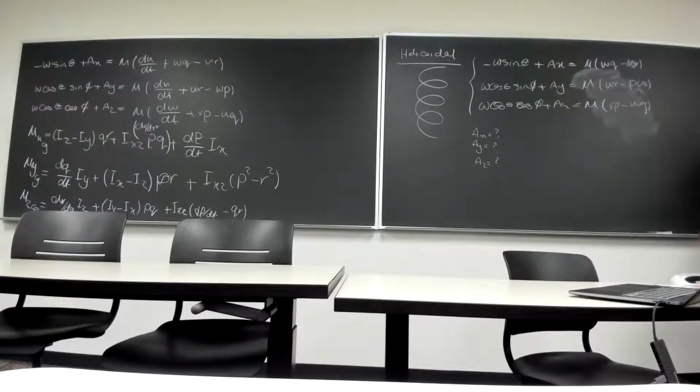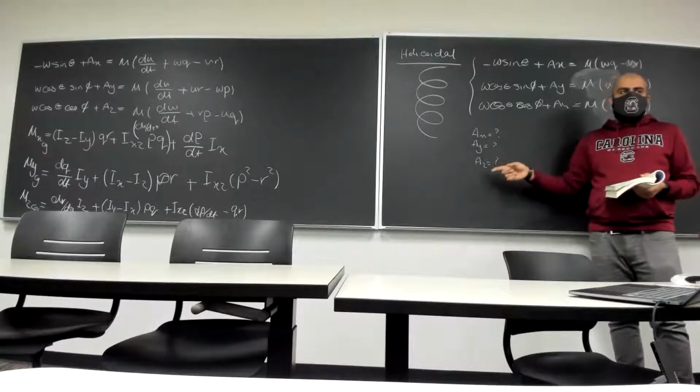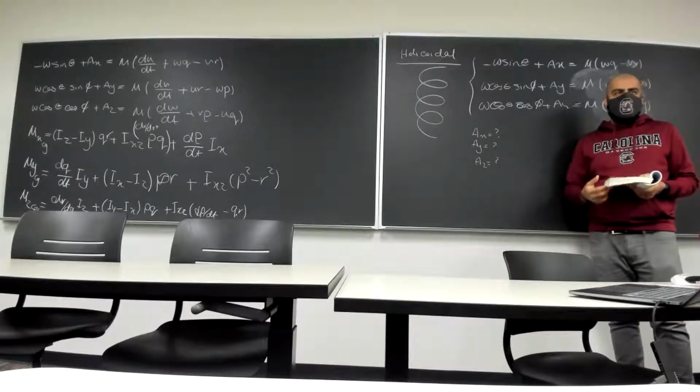I'm sorry, what does that say about the spiral? Helicoidal. So we have friction. Wait, hold on, I think I misunderstood the question. What are the aerodynamic forces that are present here? Oh, that's A of X, A of Y, A of Z.